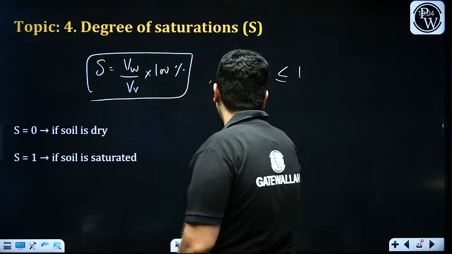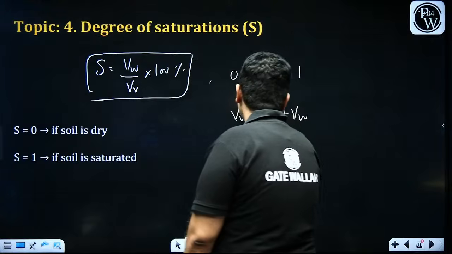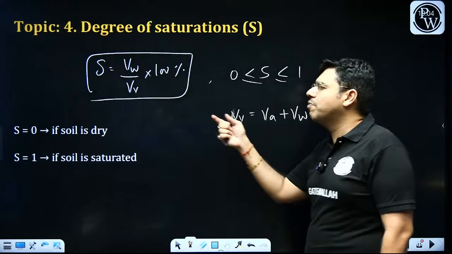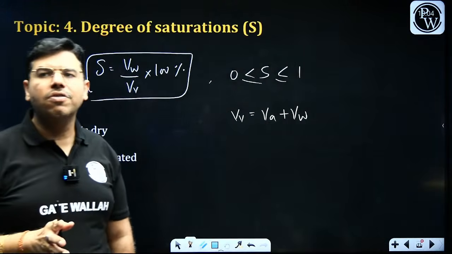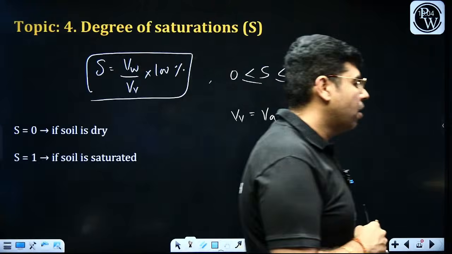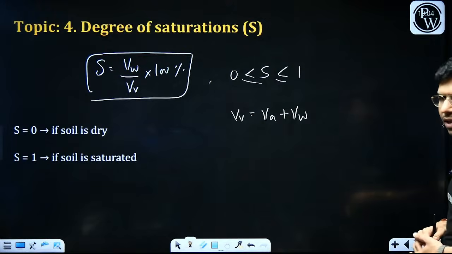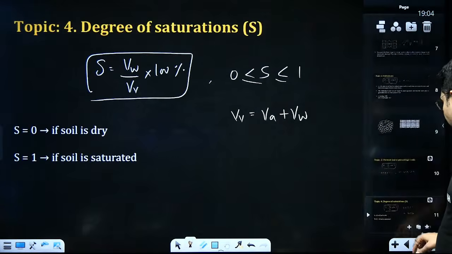And what is Vv, my friend? Vv is equal to Va plus Vw. So, if the soil is completely saturated, in that case my Va is 0. So, Vv will be equal to Vw, that is S is equal to 1 when the soil is completely saturated. If S is between 0 to 1, it means the soil is partially saturated. Okay, 4 definitions we have seen.